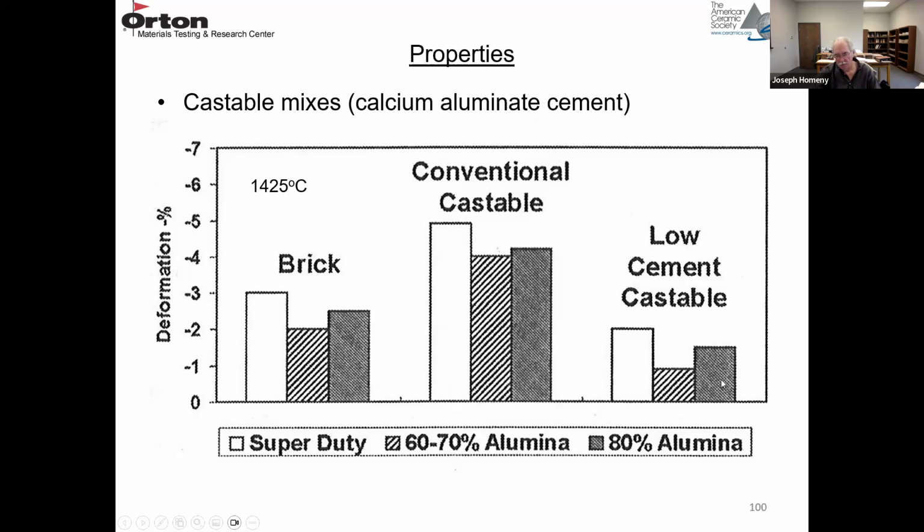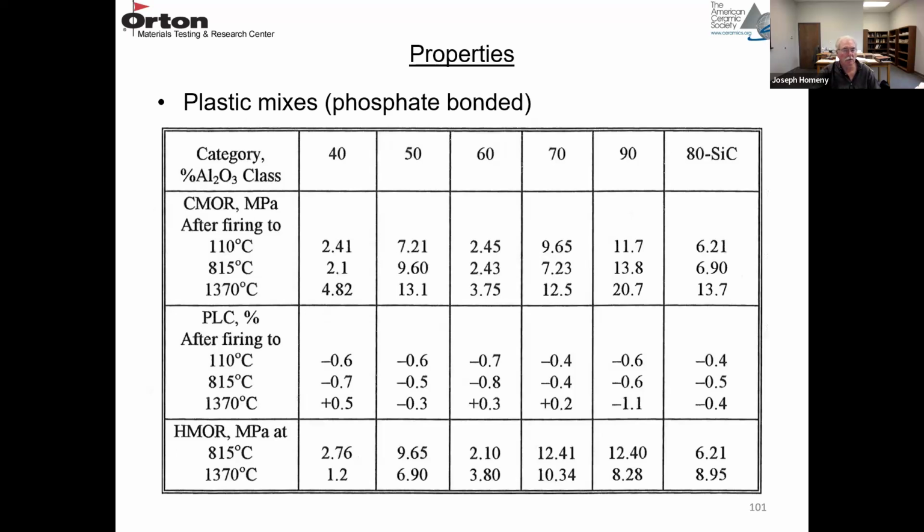So its creep resistance is really good because it's designed with low cement, which really reduces the amount of liquid phases that can form, and probably very good particle packing for high density. So these cements have replaced bricks to a large extent because you can achieve better properties in a castable than in a fired brick in some cases.